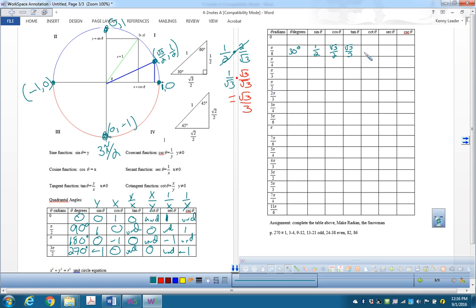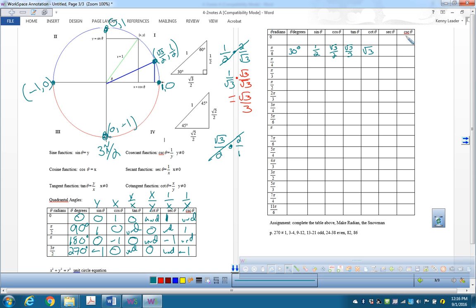Cotangent, do you guys know what cotangent is? Plain old root of 3. Cotangent is this one over this one, right? So cotangent, I'm going to go root of 3 over 2 times the reciprocal, it's x over y, right? So times the reciprocal of 1/2, which is 2 over 1. Those cancel out, and I get plain old root of 3. Easy enough? You should be able to memorize these: tangent of 30 is root of 3 over 3, cotangent of 30 is root of 3.